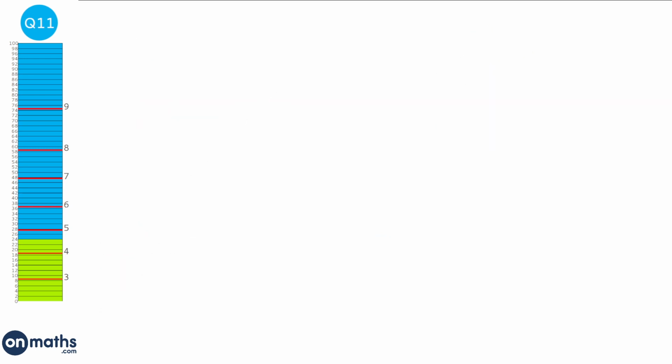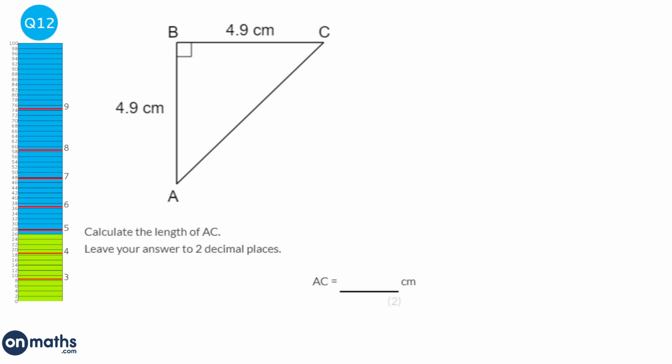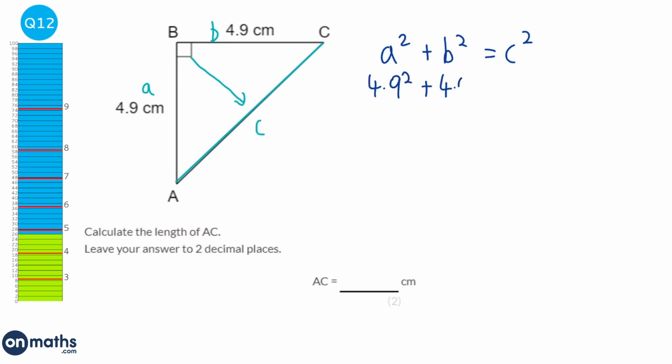12.96. So we're given a right angle triangle here, and we're asked to find length AC, which is this length here, and we're given 2 other lengths. So we're going to be using Pythagoras. Pythagoras involves us labelling the sides A, B and C, with C being the one opposite the right angle. And we know Pythagoras is A squared plus B squared equals C squared. Both A and B here are 4.9, so it'd be 4.9 squared plus 4.9 squared equals C squared.